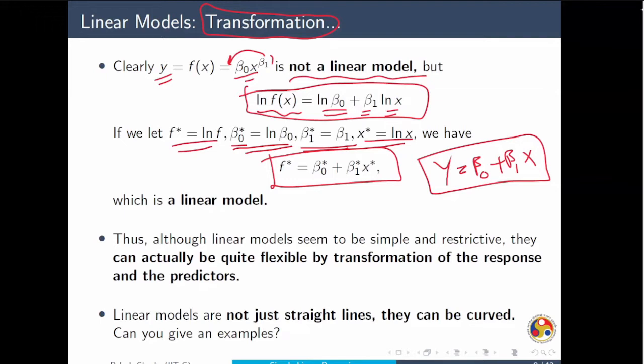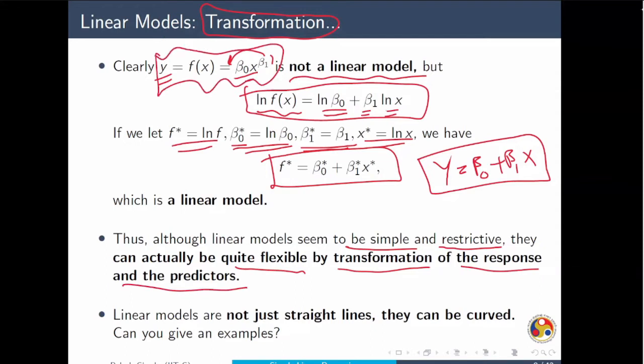Okay. So although a linear model seems to be simple and restrictive, they can actually be quite flexible by transformation of the response and the predictors. This kind of model can be useful in some cases, and when you convert that into a linear model, things become very easy to understand and interpret. As I already said, linear models are not just straight lines, they can be curved also. And I have already provided one example there.